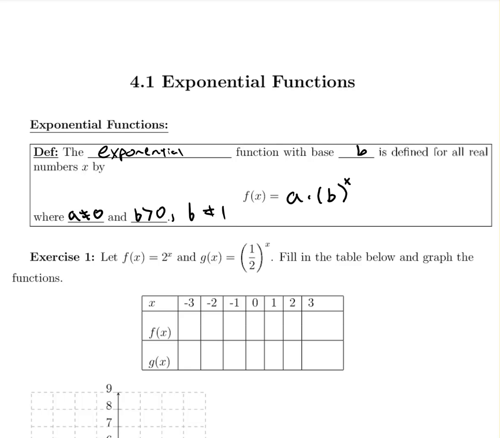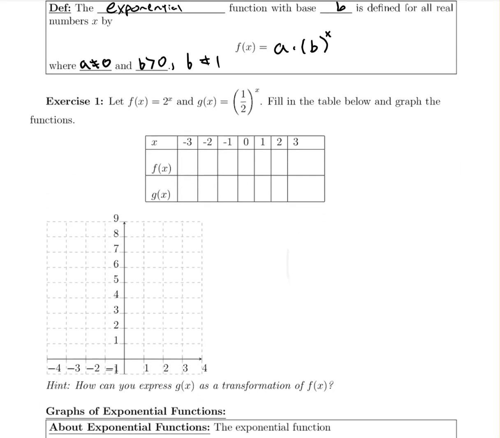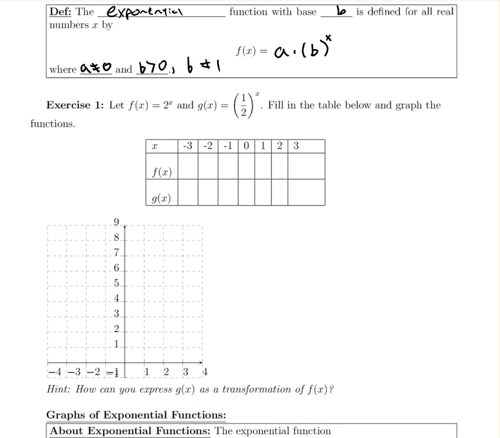So let's take a moment to look at a table and some graphs of exponential functions. So I have f of x is equal to 2 to the x. So I'm just raising 2 to different integer powers to fill in my table. And similarly, g of x, where I'm raising 1/2 to these different integer powers to get points on my graph. So try pausing my video and seeing if you can fill in this table yourself. Okay, hopefully you tried it, and if you did, you got the following.